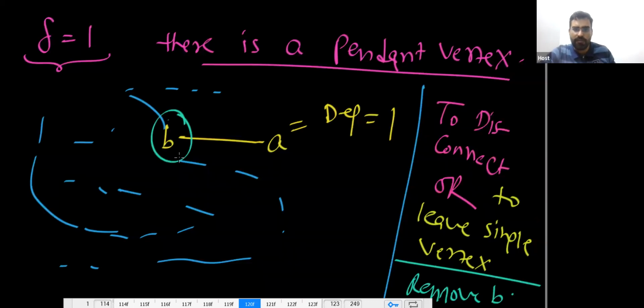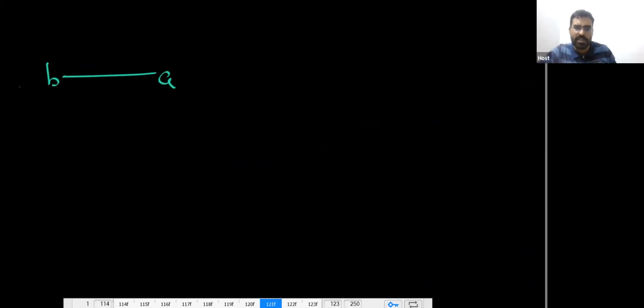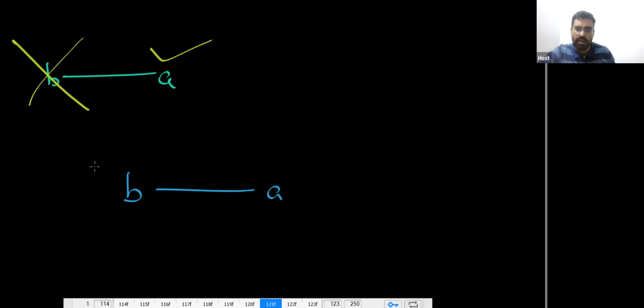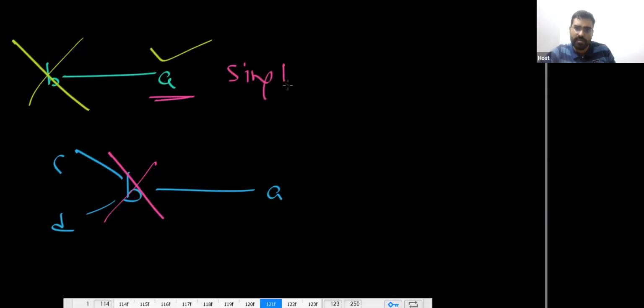This B you can remove. If you remove this B, then definitely what will happen? Either a single vertex will remain, or you will disconnect the graph. Here you can notice you will get a single vertex, and here, if you remove B, you will get a disconnected graph.